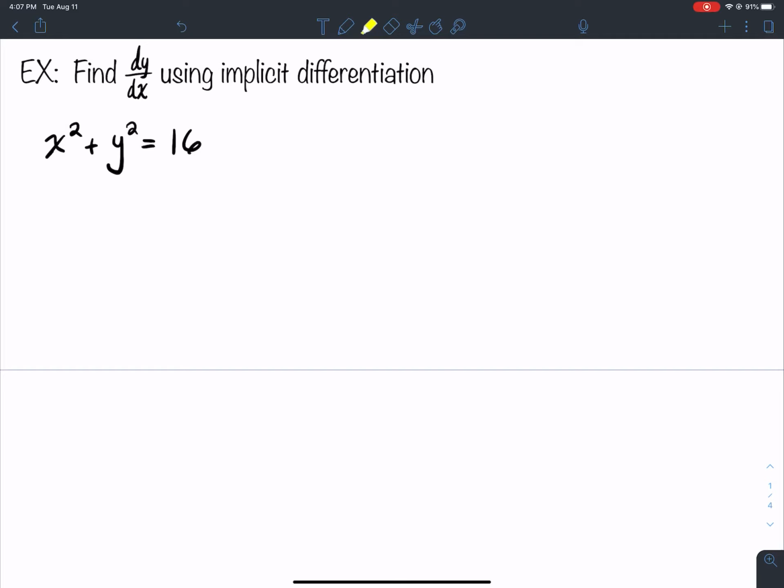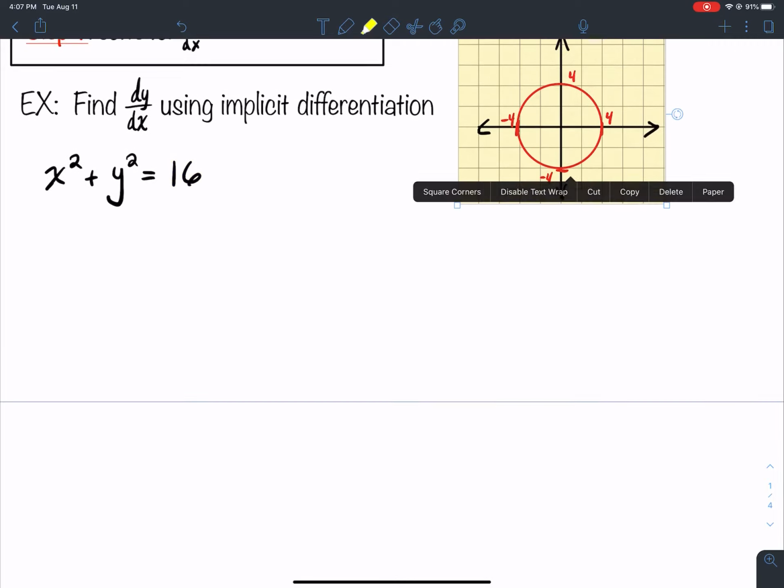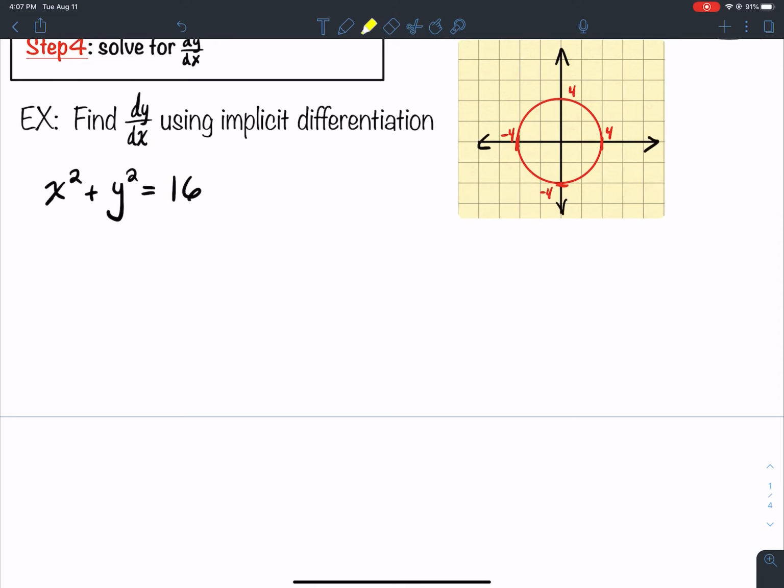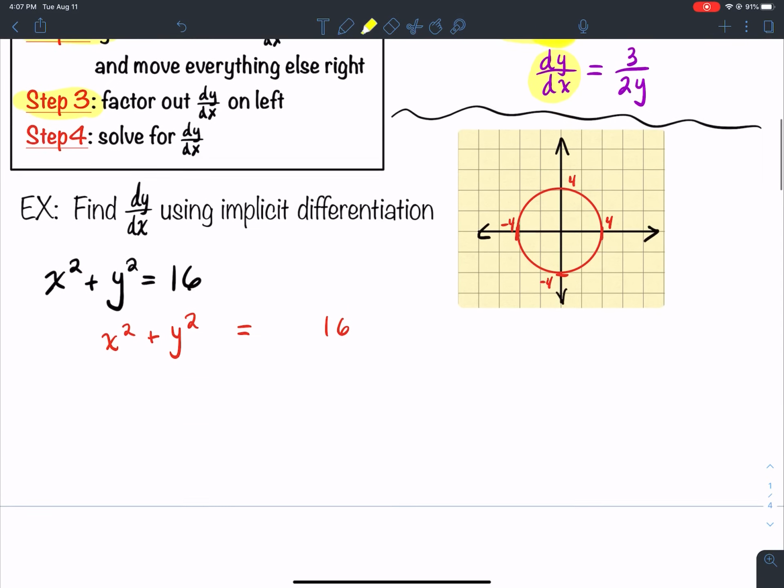All right, so we're going to find dy/dx using implicit differentiation. I've got the circle of radius 4, x squared plus y squared equals 16. That's the equation for a circle, radius 4, centered at the origin. All right, so to find this, I take my steps.